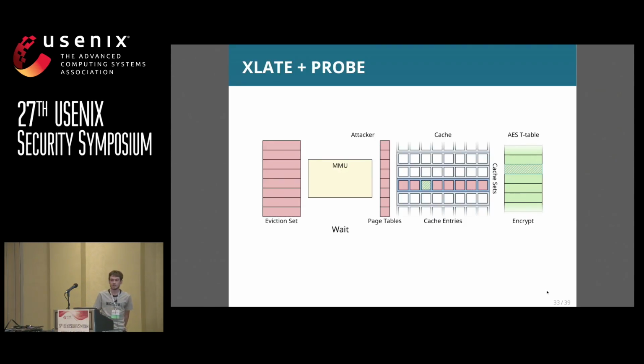Then it will wait, and the victim will now encrypt something, and that will kick one of our entries out. And then we'll do the probe phase to reload all our entries and see if any of our page table walks will slow down. And we found the page table walk that slowed down, so we now know that this is the cache set that was being used by the AES encrypt.